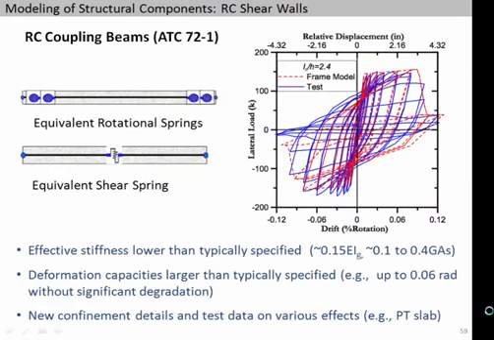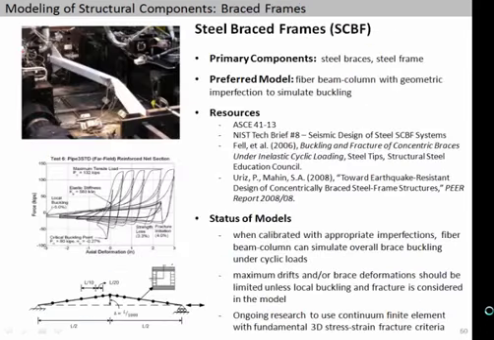Coupling beams, a few different strategies. This is showing rotation springs or shear springs. Again, there's evidence. Some folks like to do it one way, some the other way. If you calibrate it carefully to tests, you can do it either way. Some warnings down there, and again, this is from the ATC 72 document, that the effective stiffness of these coupling beams tends to be much less than what conventional 0.5 EI might suggest to you.